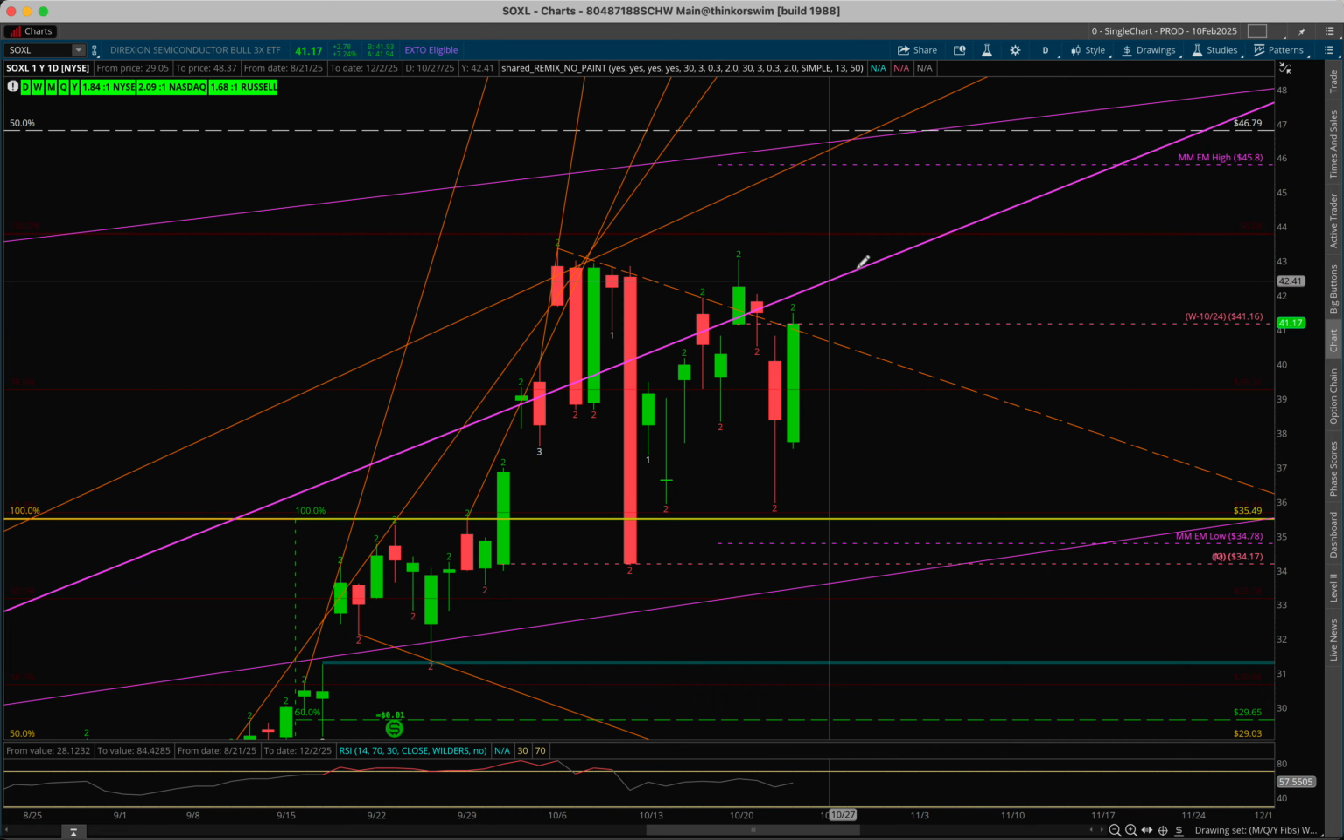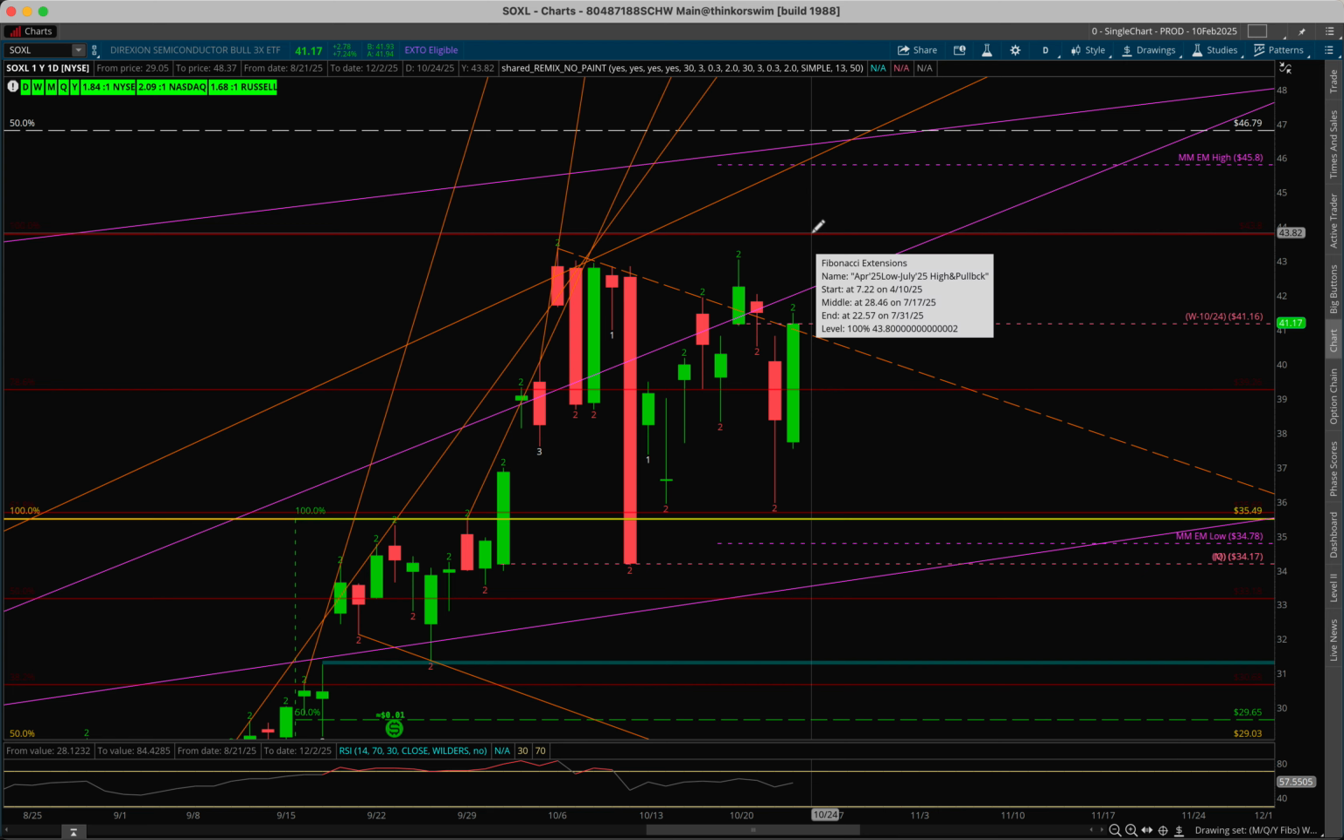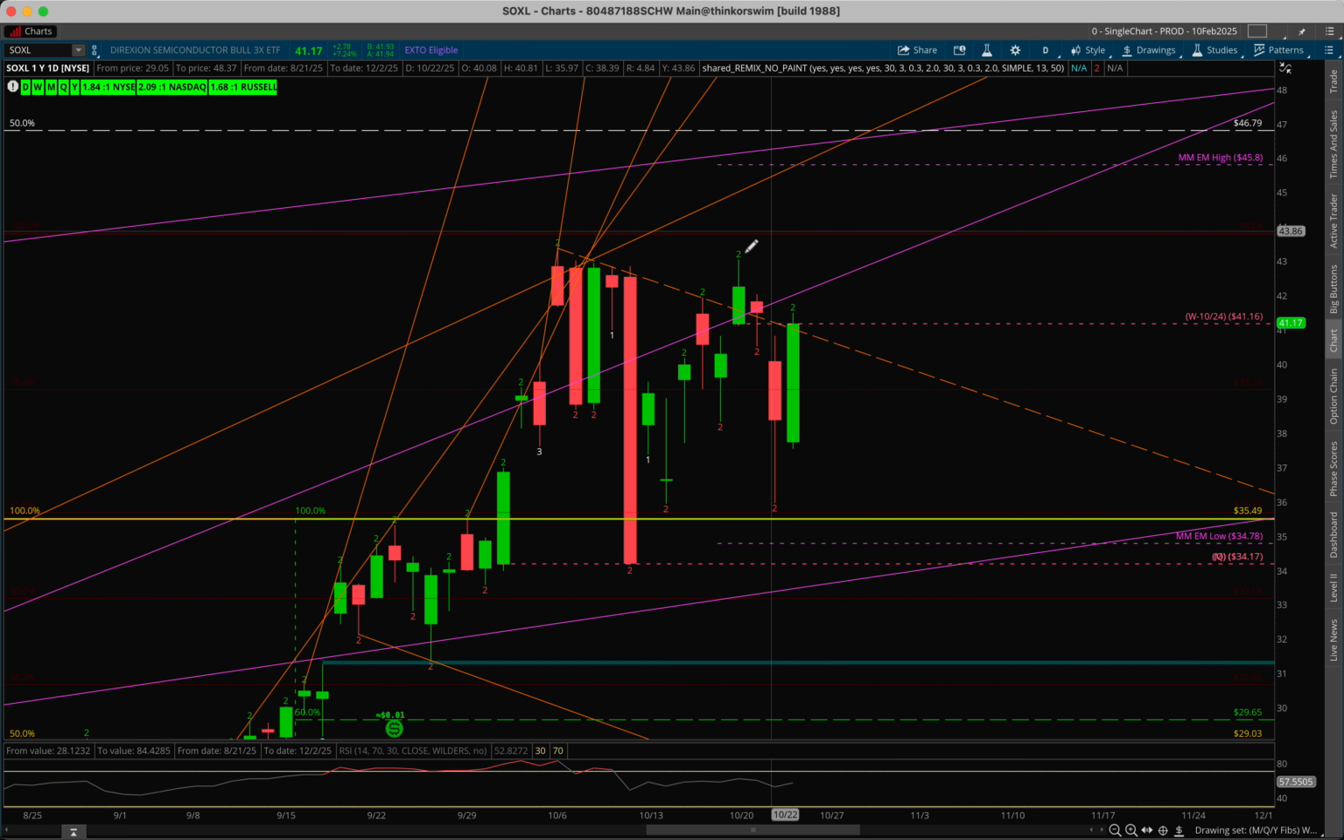Again, we're playing with this weekly broadening formation. So don't expect, maybe we get the gap up, and that's how we clear the weekly broadening formation. But again, we've got this 100% fib extension of the bull flag from the bottom of April to the top of July, right? So we still have a lot of resistance that we're looking at, still well below the market maker's expected move high. If you're not familiar with the market maker's expected move, take a look at our weekend video where we dive deeper into that.